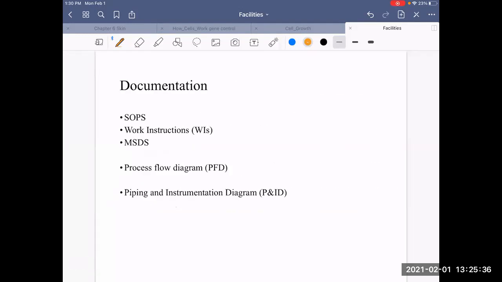Okay, everything is going to be documented. We're going to have SOPs, which are pretty much the same as work instructions. SDSs, which I didn't change, they call them SDSs now. These are safety data sheets, process flow diagrams, and then piping and instrumentation diagrams, so P and ID. These are basically blueprints that show you how it's all going to be laid out. The SOPs are how you're going to do the work.